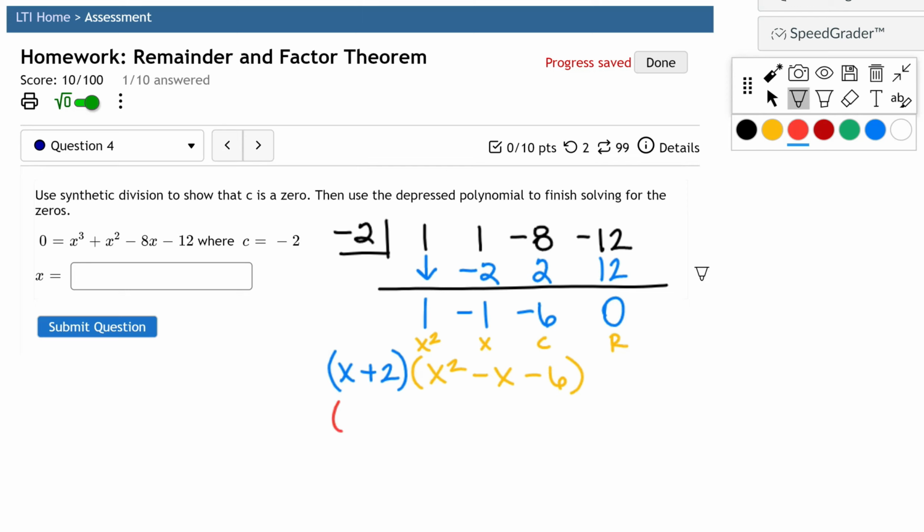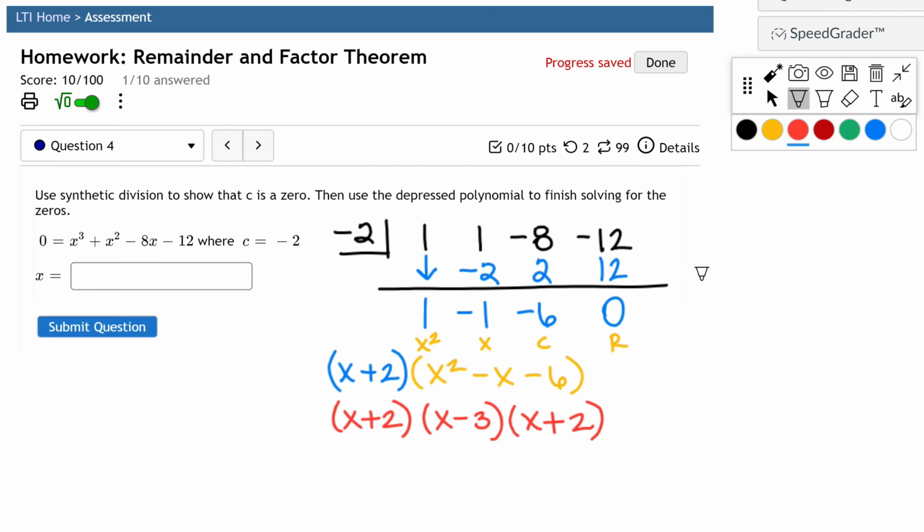So here, this cannot be factored further, so we'll leave it as x plus 2. Here, I could factor this to be x minus 3 and x plus 2. Remember, you're looking for two numbers that multiply to give you -6, and when you combine them, you get -1. And that'll be -3 and +2.